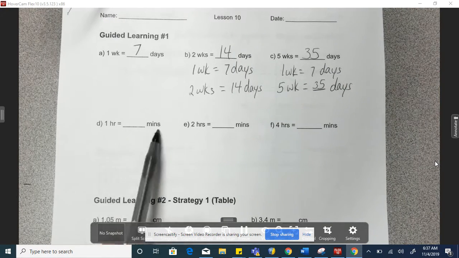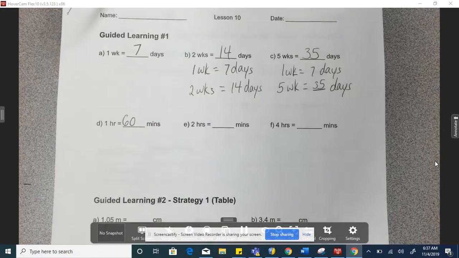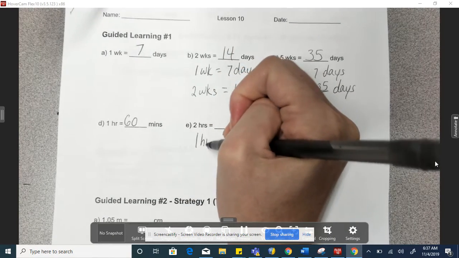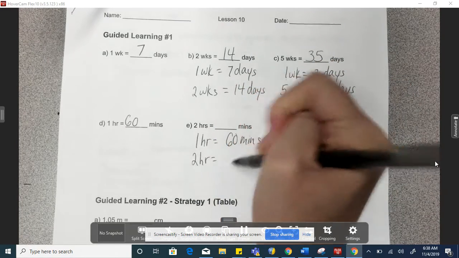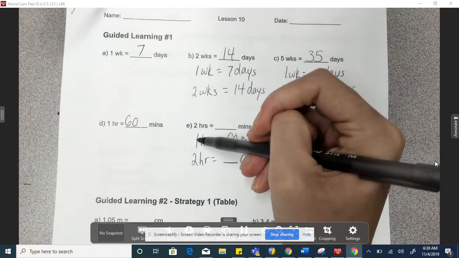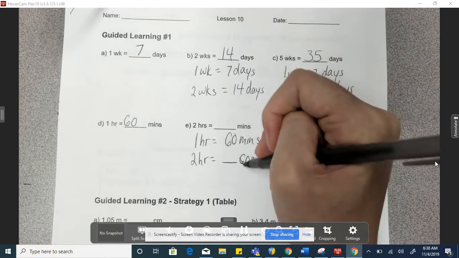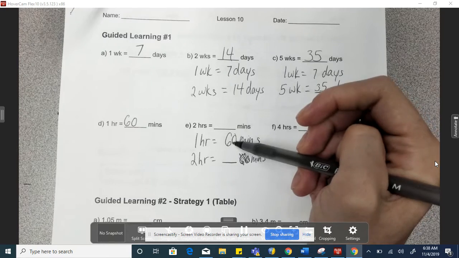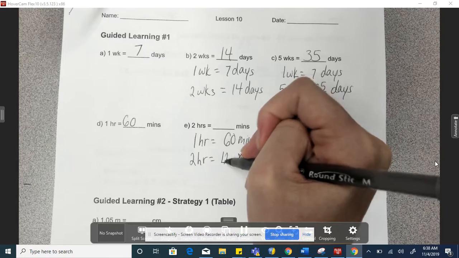1 hour, I know, is the same as 60 minutes. I'm going to use this information to help me solve for 2 hours. If 1 hour equals 60 minutes, I know that 2 hours, let's see, 1 times 2 gets us our 2 hours, so I need to multiply 60 times 2. Well, I know 6 times 2 is 12, so 60 times 2 is 120.